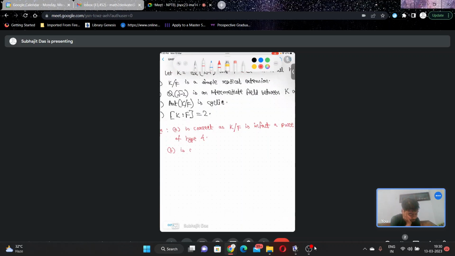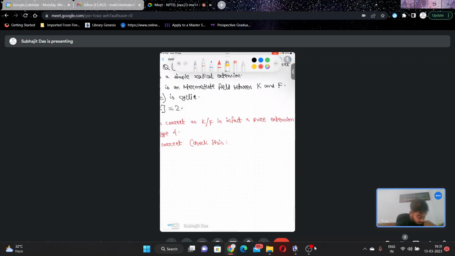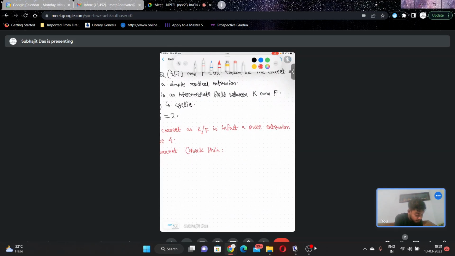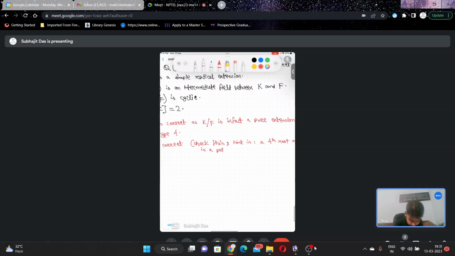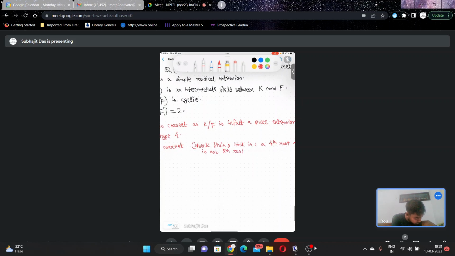So B is correct actually. You need to check this. This involves some computation, so I'm not doing it here. But a hint is that a fourth root of minus 1 is an eighth root of unity. So that you already have a formula, and using that you can do this.